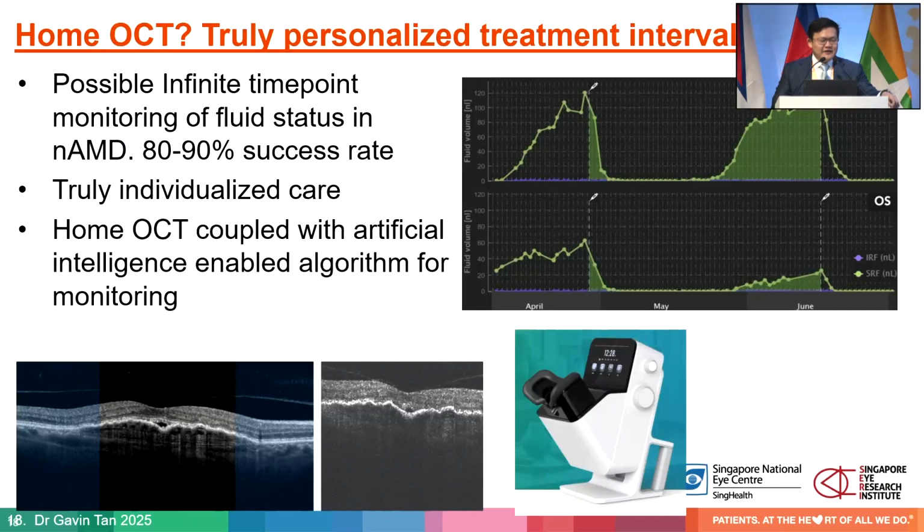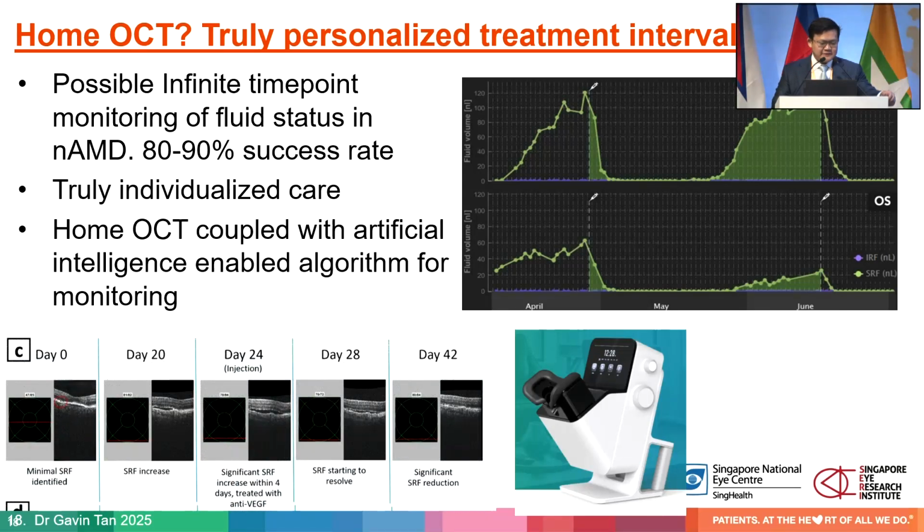The next area that potentially may change the way we manage our patients is home OCT. It really does have the potential to give you a truly personalized treatment interval. You're not waiting for your monthly, 6-weekly, 8-weekly, 12-weekly visit. You're actually getting them to do it at home all the time. It has been shown that patients can do this reliably, 80 to 90% successfully at home. So could it really change the way we individualize care and detect disease?